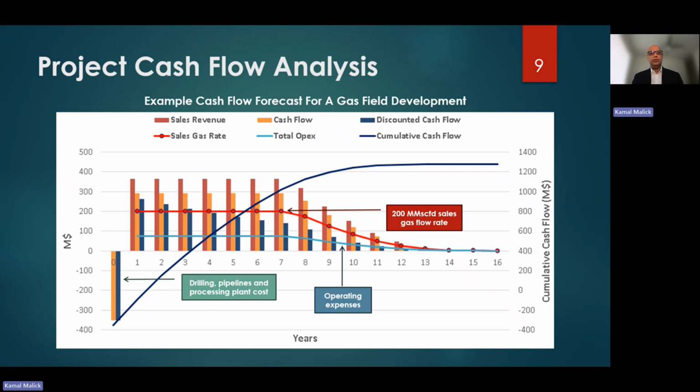The operating expenditure or total OPEX is shown in light blue. And finally, the discounted cash flow analysis in dark blue solid line is also shown in the chart. It seems like this gas field development has a cumulative discounted cash flow of about $1.2 billion. In Module 5 in economic analysis, we will look at creating a project cash flow analysis in more detail, evaluating its economic parameters, and comparing different projects against each other in decision analysis.